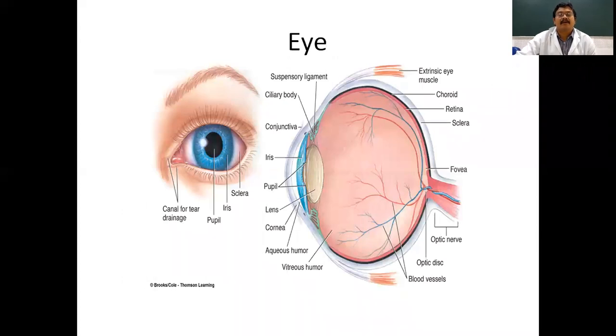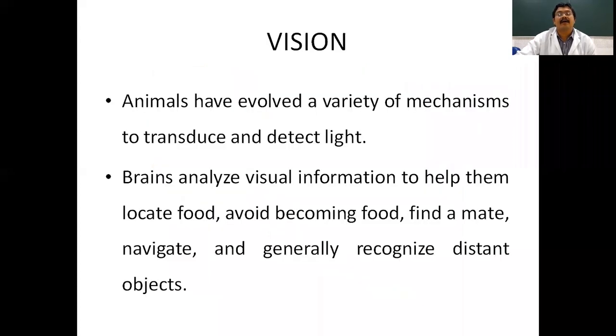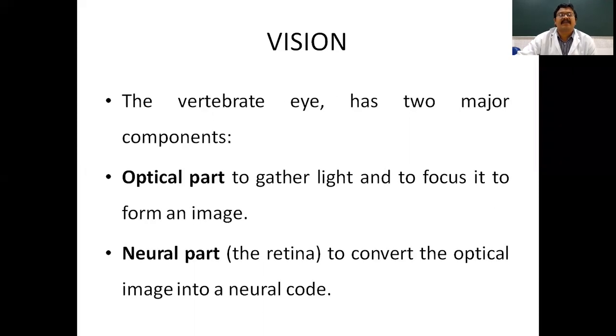As you know from your earlier classes in the 11th and 12th standard, you have discussed the different parts of the eye. What is the importance of vision? Animals have evolved a variety of mechanisms to transduce and detect light. The brain visualizes this information to help them locate food, avoid becoming prey, find a mate, navigate, and generally recognize distant objects.